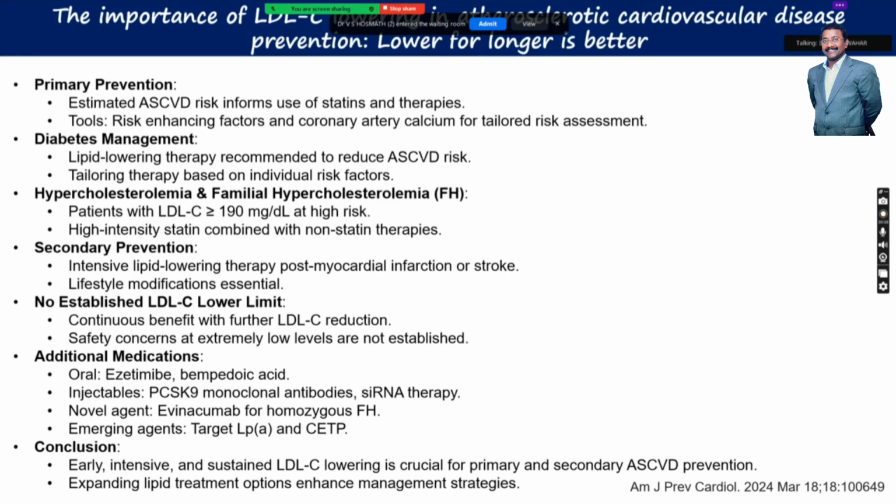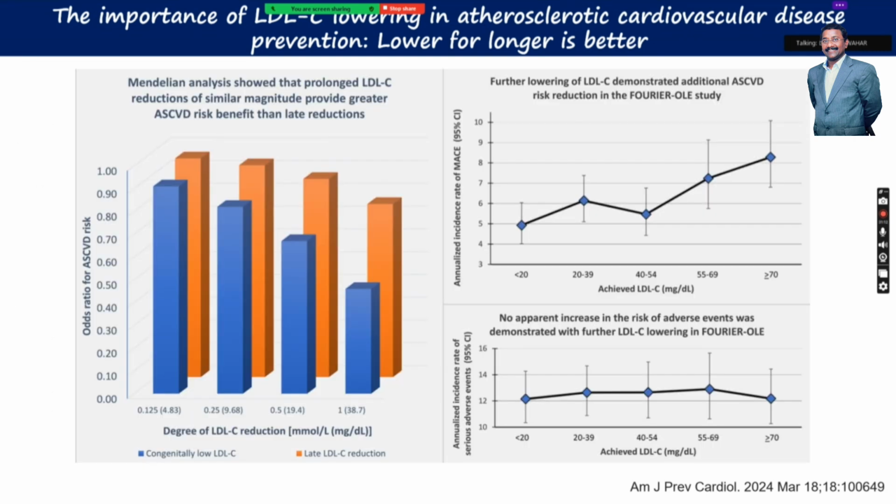So in conclusion, early, intensive and sustained LDL-C cholesterol lowering is crucial for both primary and secondary atherosclerotic cardiovascular prevention. See, early use and also intensive use, that is high intensity statins. So you have to use the statins early and also high intensity statins to get your primary and secondary prevention. Expanding lipid treatment options enhance the management strategies, provided you are not happy with the statins alone. So definitely you have to take the help of ezetimibe and bempedoic acid in some individuals.